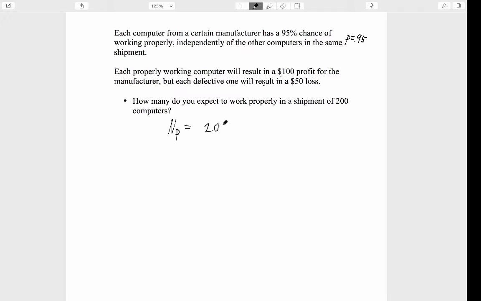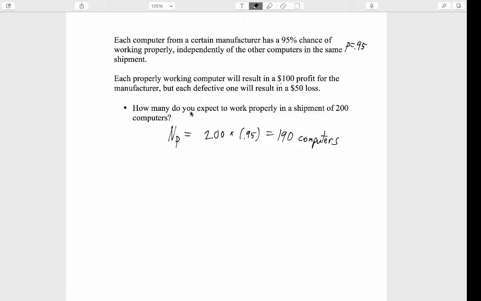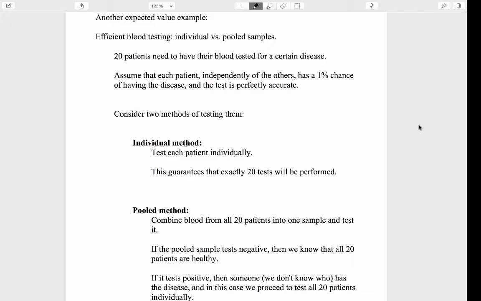Here the number of trials equals 200, and the probability of success on each trial equals 0.95, so that means that on average we expect 190 computers to work properly. As it turns out, because of the question that was asked, we never used this additional information about dollars, about profits and losses. If the question had instead been what is the expected number of dollars gained or lost, that would have been a different kind of a question, and it would not have been a job for the n times p shortcut. Here is another kind of expected value problem that involves the binomial probability model.